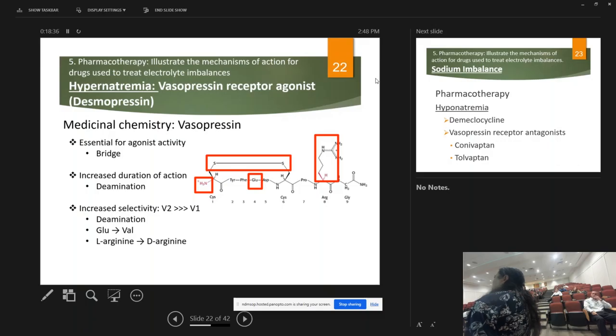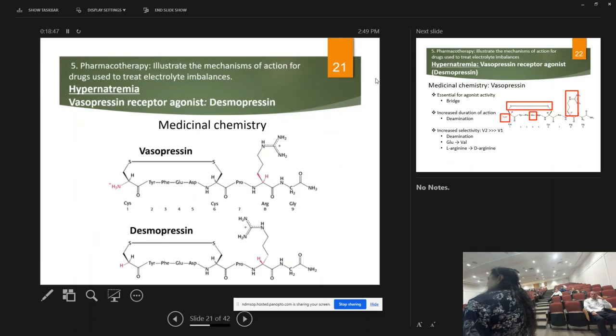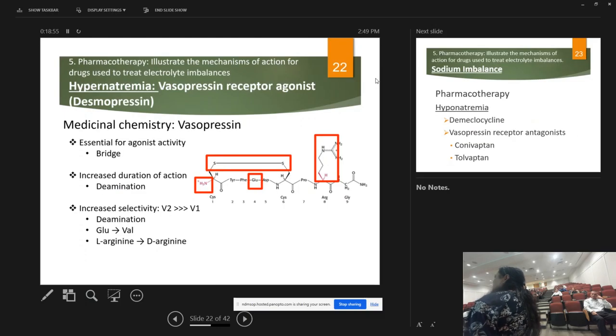If you want to increase the duration of action of vasopressin, you need to deaminate. If you can see in the previous slide, this is deaminated, right? There's no amine group here. So if you want to increase the duration of action of vasopressin, you remove this amine group, which is removed in desmopressin. That means it can act for long. It doesn't get destabilized.